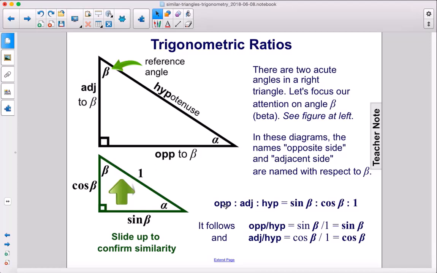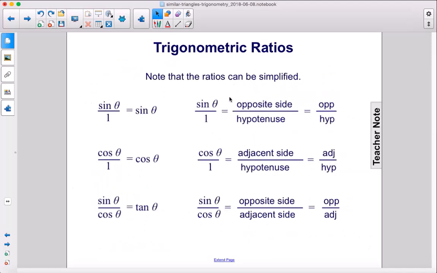So the ratio here, opposite to adjacent to hypotenuse, equals sine beta to cosine beta to 1. It follows that the opposite over hypotenuse equals sine beta over 1 equals sine beta, and adjacent over hypotenuse equals cosine beta over 1, which equals cosine beta. Note that the ratios can be simplified. So here we have sine theta over 1 equals sine theta, cosine theta over 1 equals cosine theta, sine theta over cosine theta equals tan theta.